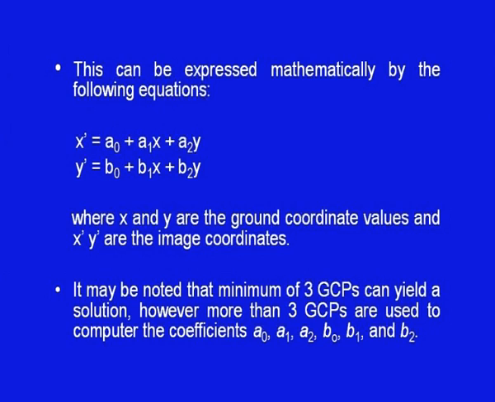Thus, this can be expressed mathematically by the following equations: x' = a0 + a1x + a2y, and y' = b0 + b1x + b2y, where x and y are the ground coordinate values and x' and y' are the image coordinate values. It may be noted that a minimum of 3 GCPs can yield a solution. However, more than 3 GCPs are used to compute the coefficients a0, a1, a2, b0, b1 and b2.